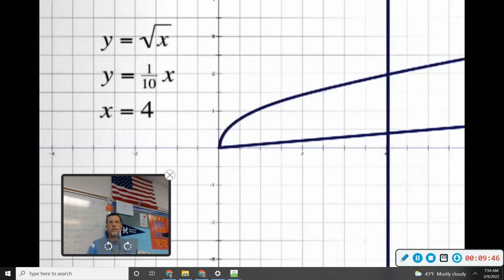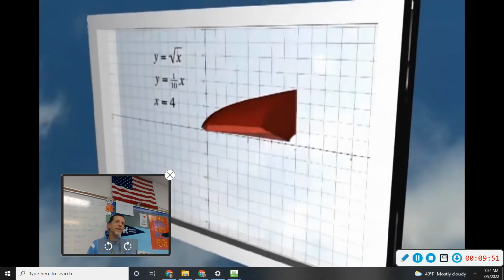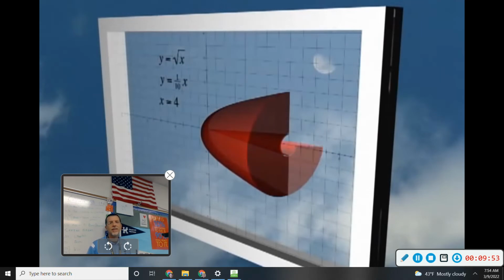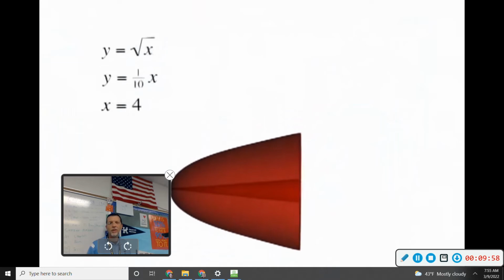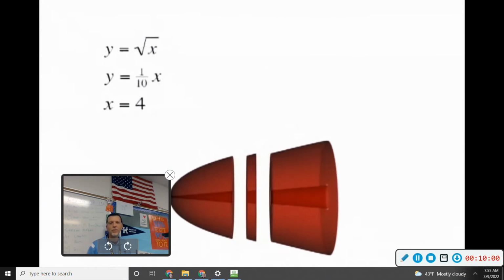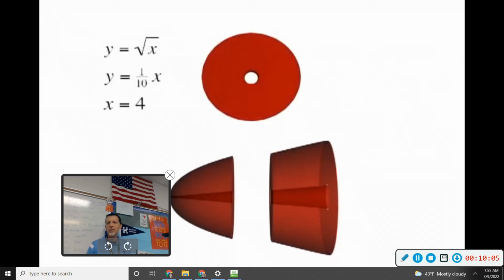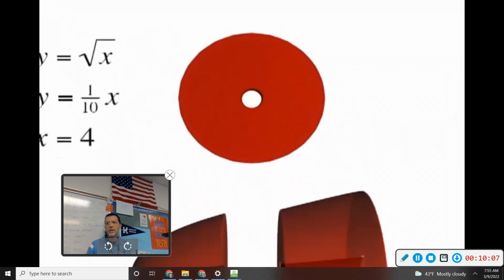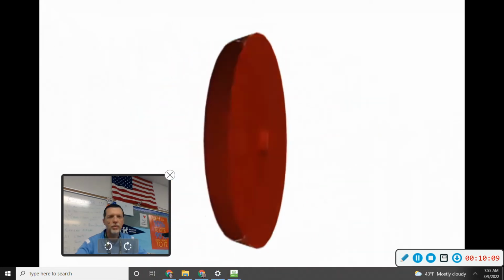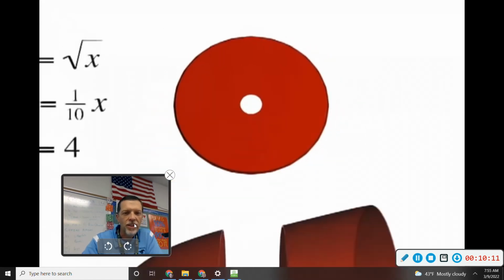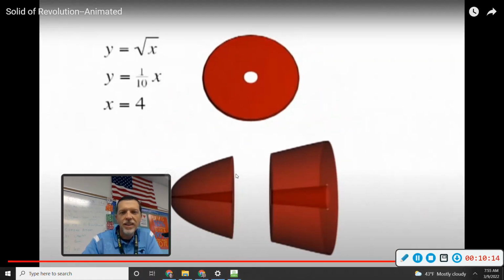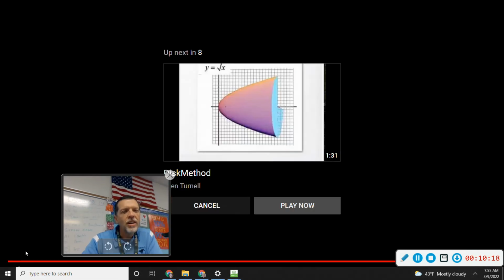So there's their base area. And then they're going to rotate that around the x-axis. Yeah, I'm not cool enough to draw that. But with a 3D picture, you can see a little bit better of what's going on. And then there's their slice, and that one happens to be a washer because it has a hole in the middle of it. I think that's where our little animation ends. Or maybe he slides it back into the... Nope, that's it.